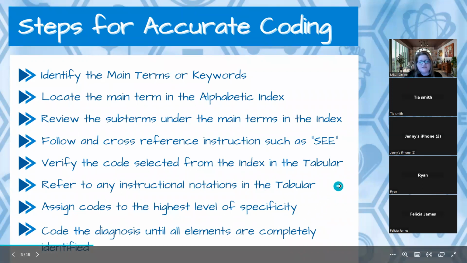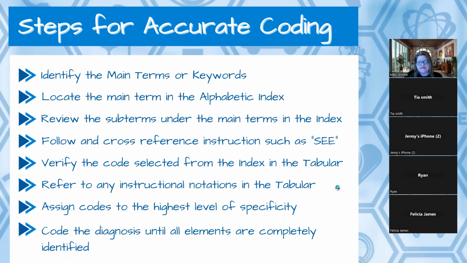And then code the diagnosis until all elements are completely identified. What that means is if it requires you to get it to that 7th character, you remember those X placeholders we talked about last week? Do that. If it requires one of those alpha characters at the end to indicate initial or subsequent encounters, make sure those are there, okay? So those are our steps, and y'all will see these come into play as we work through things together.